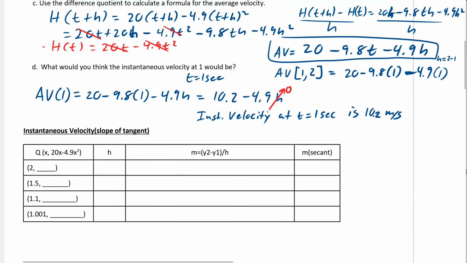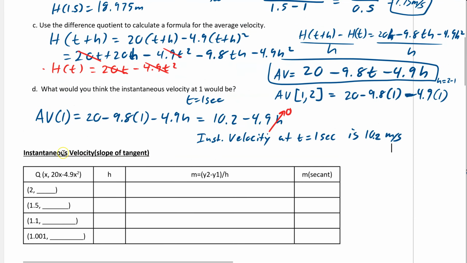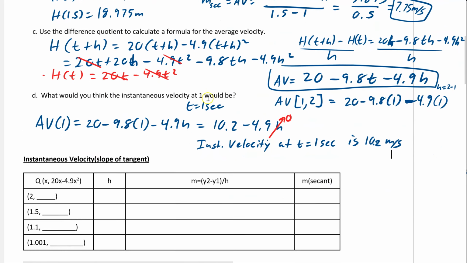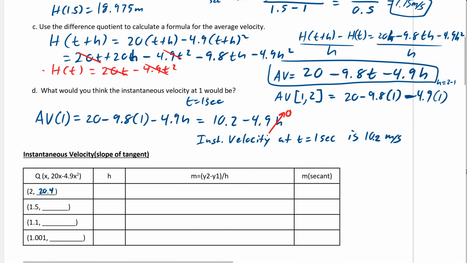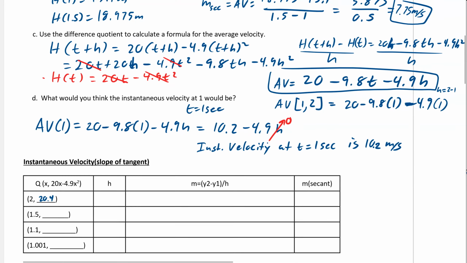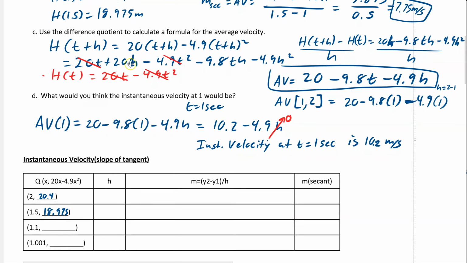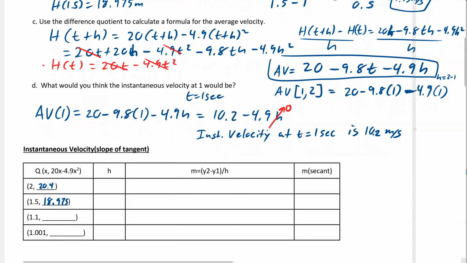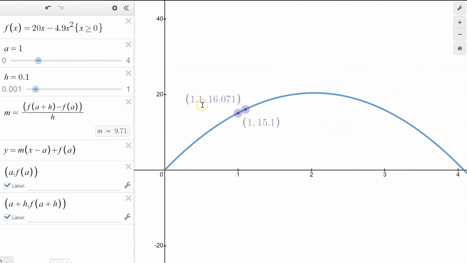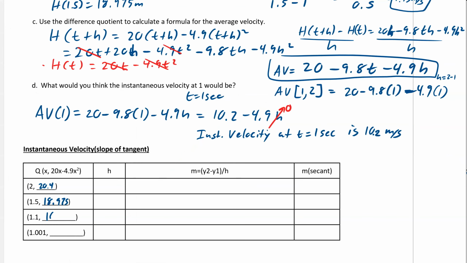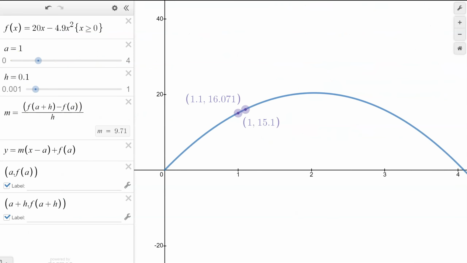Okay. You can also use it for our table. So we've already done a little bit of this. At 2, we got 20.4. So we're just going to put it all together now. 20.4. At 1.5, it was 18.975. And you already know how to find these points. You're just going to plug them in. And so we're going to use the calculator to find them. And by calculator, I mean Desmos. So at 1.1, it's 16.071. And then we just slide it back to 0.0001. See, all the way to the back. And we get 15.11.